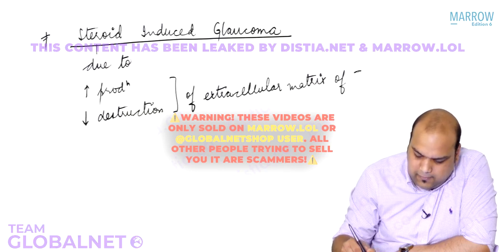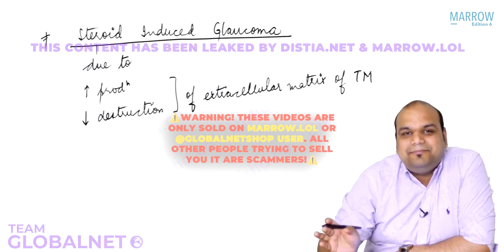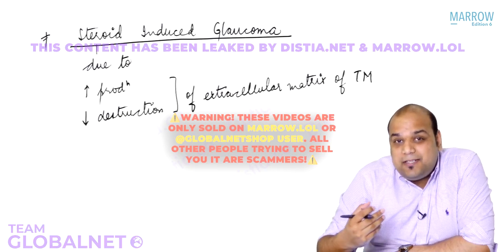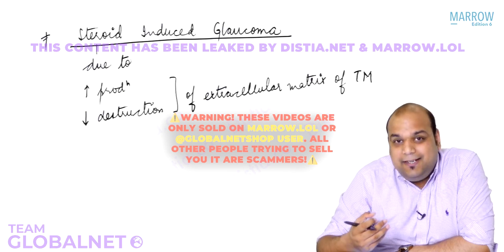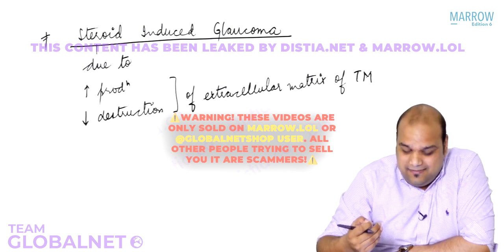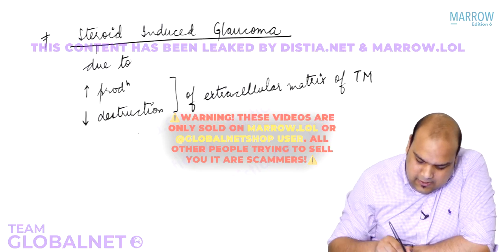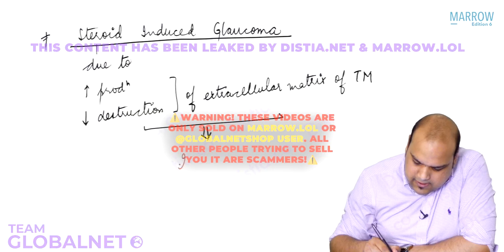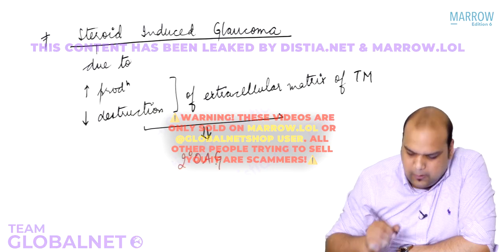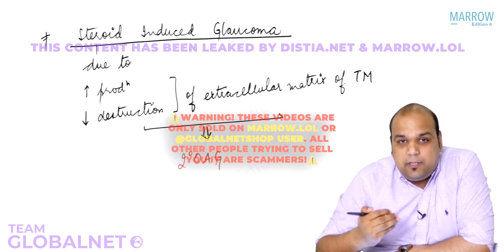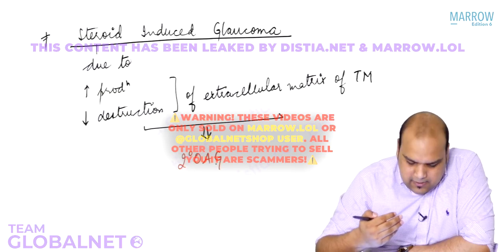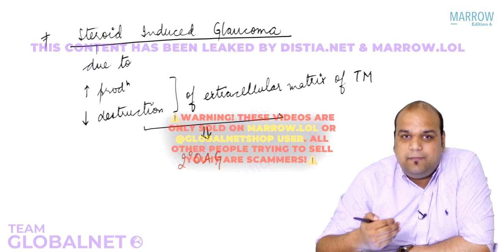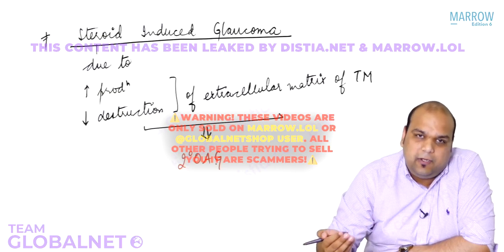of trabecular meshwork. So there is more deposition of GAG, is extracellular matrix, everybody, because there is more production and decreased destruction. This basically leads to which type of glaucoma? This leads to secondary open angle glaucoma. There are various theories as to why it occurs. This is the most commonly accepted: increased production and decreased destruction of extracellular matrix of the trabecular meshwork.